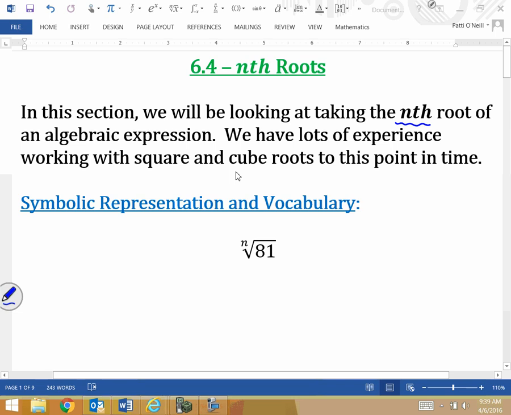So before we really get into problems, the first thing I have to make sure that you understand is a little bit of the symbolic representation and the vocabulary that you're going to see as you work. This example right here is read the nth root of 81. The value of n is called the index. You might hear me or other people also refer to it as the root. The number or the value underneath the radical sign is called the radicand. And that symbol that I just named here is called the radical sign.